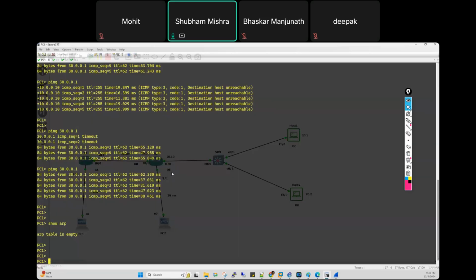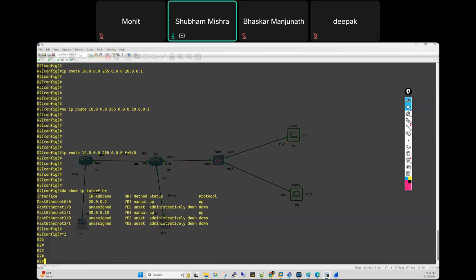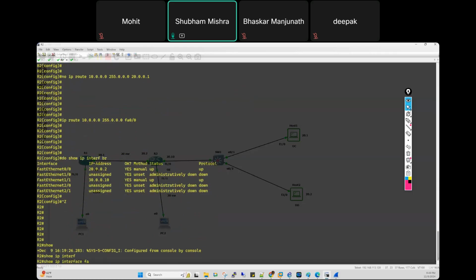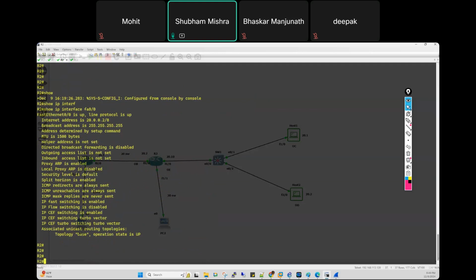And I already told you that by default proxy ARP is enabled on all the devices. How can you verify, guys? Show IP interface, for example FastEthernet 0/0. Here, proxy ARP is enabled. Do you understand, everyone? Yes or no? Tell me, guys.